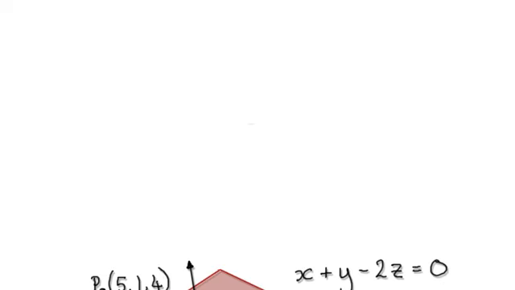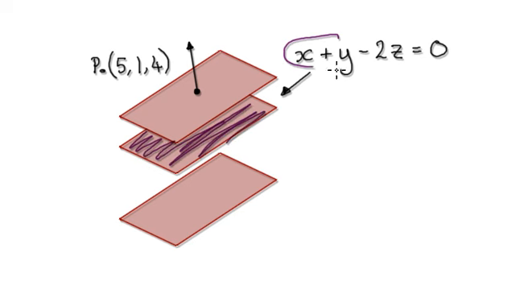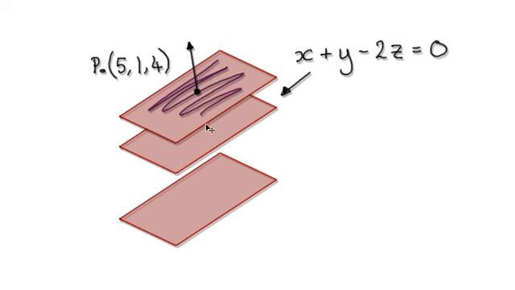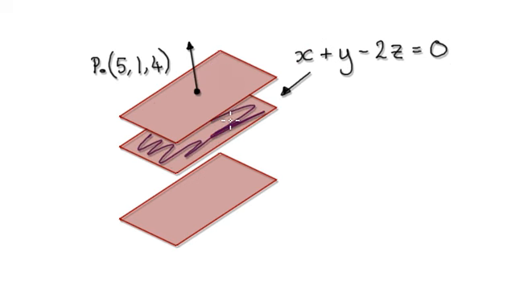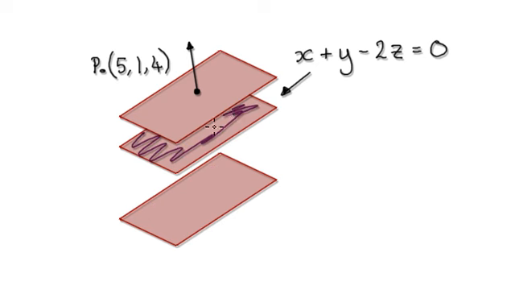Okay, let's give you guys some more practice. So the equation for this plane here is given by this. Come up with the equation for this plane, which is parallel to our given plane. So this plane here is parallel to this one here, and this plane here is also parallel to this plane here. Come up with the equation for this plane.